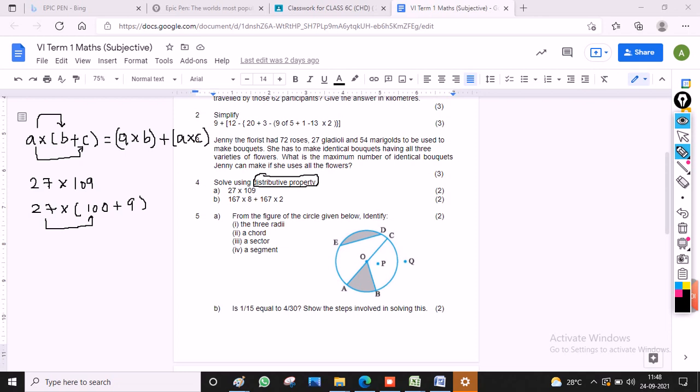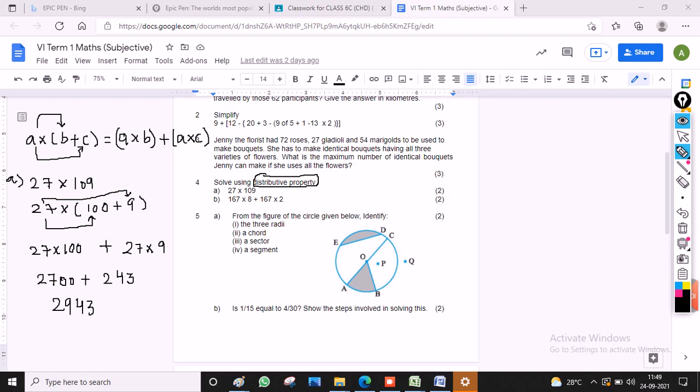27 will be first multiplied with 100. It gives you 27 into 100. Then the sign between 100 and 9 remains unchanged. Then 27 is multiplied with 9. So we have 27 multiplied with 9. So this gives us 2700 plus 27 into 9 gives us 243. And when we add them, we have 2943 as our answer for part A.